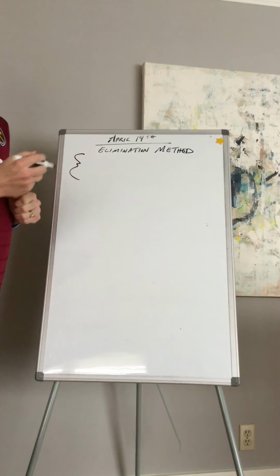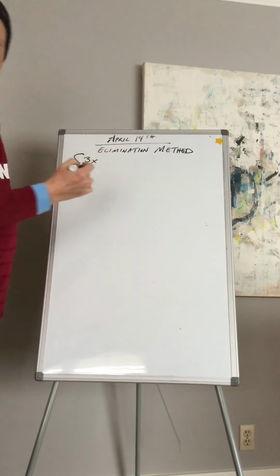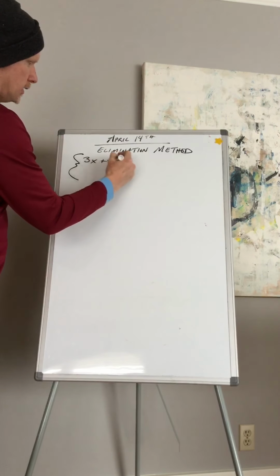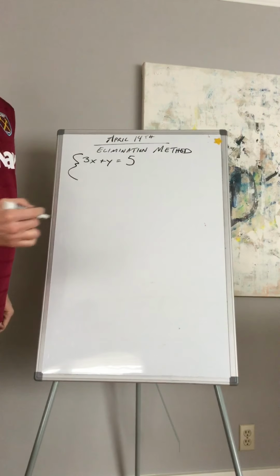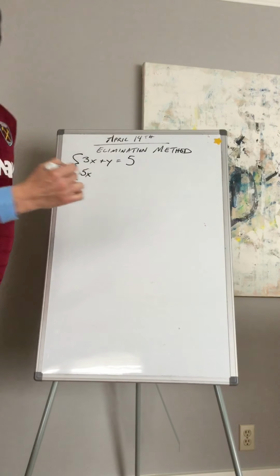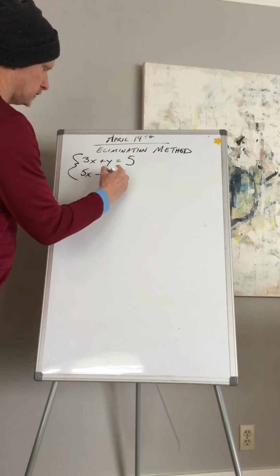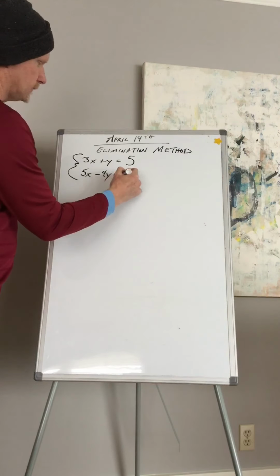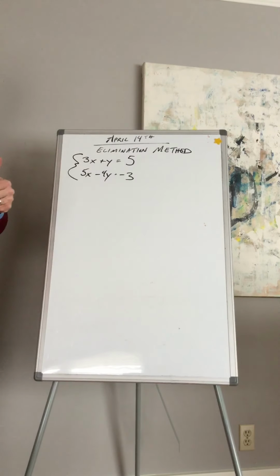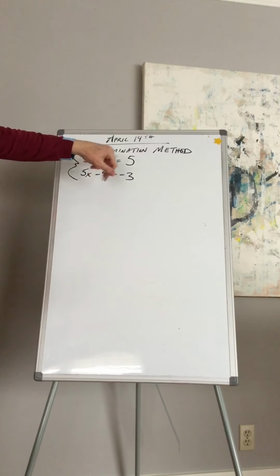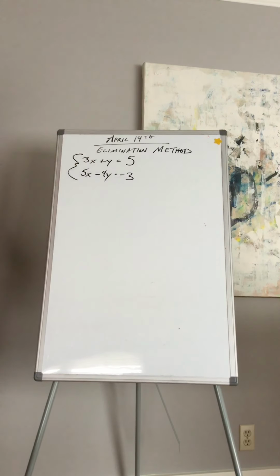So if we have one, that would be 3x plus y equals 5, and 5x minus 4y equals negative 3. So both are in standard form. So both are x plus or minus y plus a number. So now what we're looking to do is multiply one of these by a certain number, which will allow us then to eliminate one of the variables.